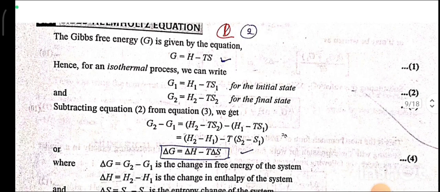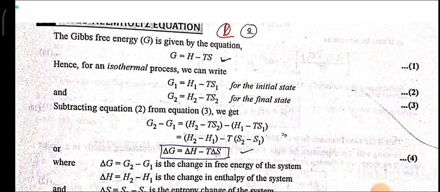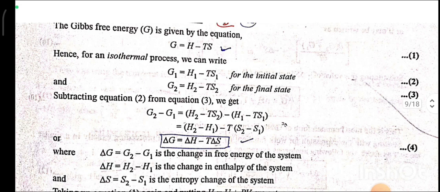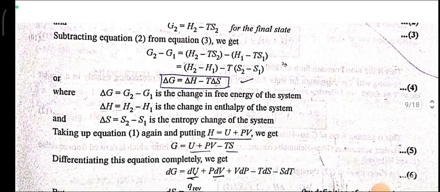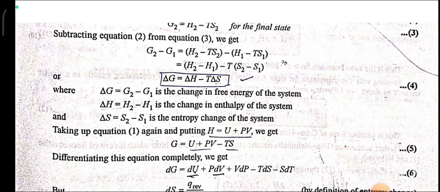Gibbs-Helmholtz equation. Gibbs energy is given by G is equal to H minus TS, equation number 1. For an isothermal process, we can write G1 is equal to H1 minus TS1, G2 is equal to H2 minus TS2. Subtracting equation 2 from equation 3, G2 minus G1 is equal to H2 minus H1 minus T bracket S2 minus S1. Delta G is equal to delta H minus T delta S.